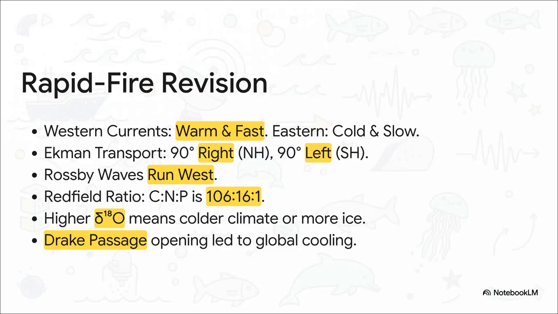Okay, let's do a quick rapid-fire revision. Western currents, warm and fast. Eastern currents, cold and slow. Ekman transport, 90 degrees right in the northern hemisphere, 90 degrees left in the southern. Rossby waves, run west. The Redfield ratio, C to N to P, is 106 to 16 to 1. A higher delta 18O means a colder climate or more ice, and the opening of the Drake Passage led to global cooling. Got it? Awesome.